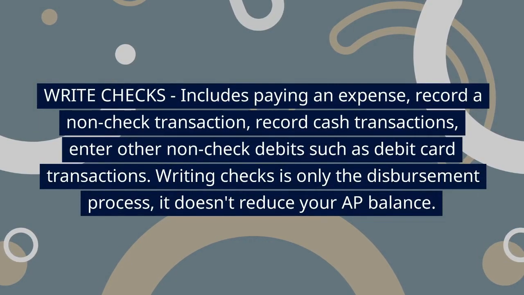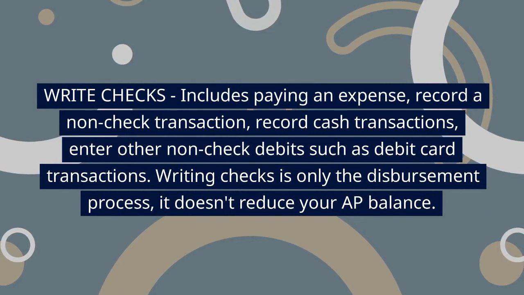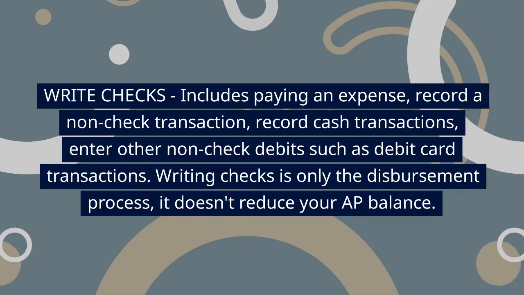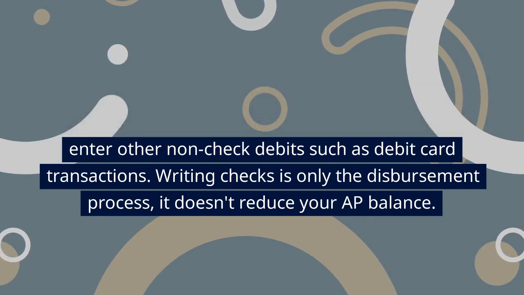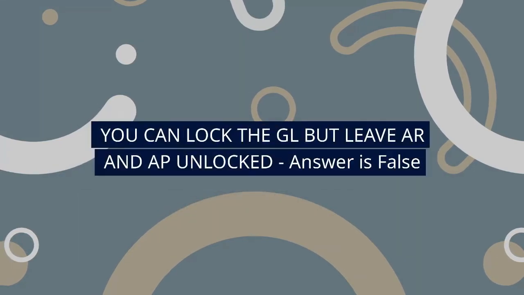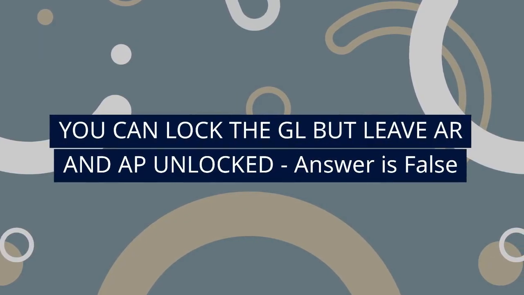Answer is false. Write checks includes paying an expense, record a non-check transaction, record cash transactions, enter other non-check debits such as debit card transactions. Writing checks is only the disbursement process, it doesn't reduce your AP balance. You can lock the GL but leave AR and AP unlocked.